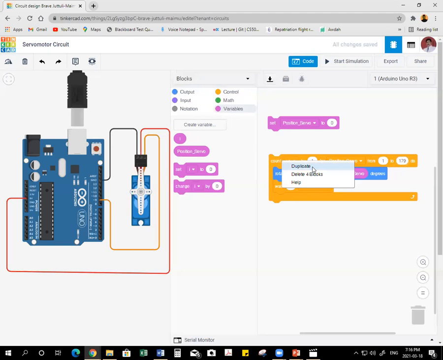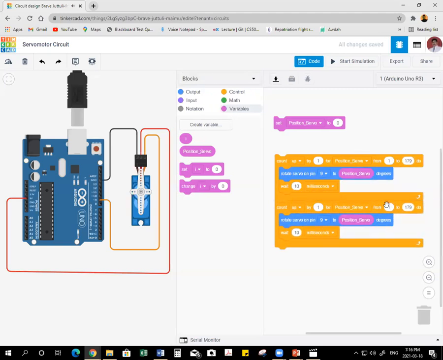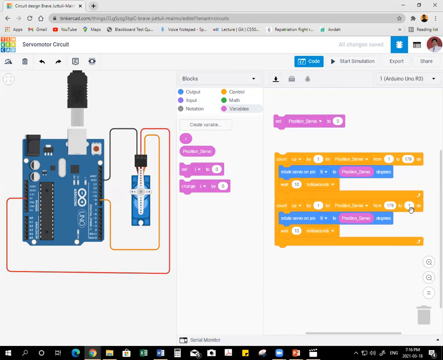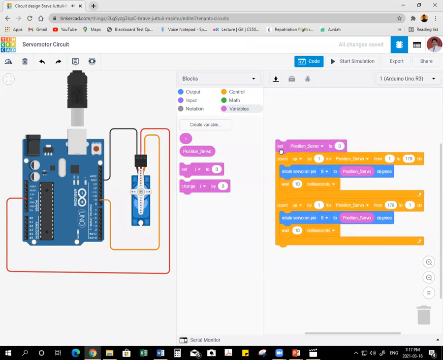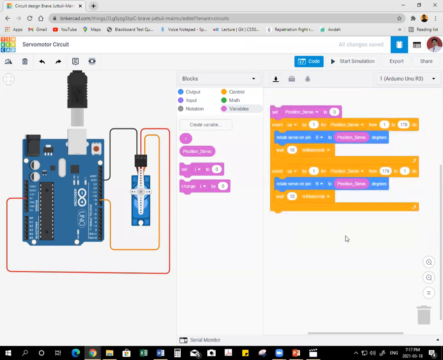Again, I will duplicate this block and keep it here, so that I want to count down from 179 to 1. You can use 0 also, but sometimes it will slip the gearing mechanism of the servo and it behaves not as a normal servo. So that's why we want to avoid those problems. So we are using a maximum value of 179, not 180 degrees, and a minimum value of 1, not 0 degrees, because 0 degrees we are already placing at the top. So you can put this at the top here. For every loop, it will have this one.